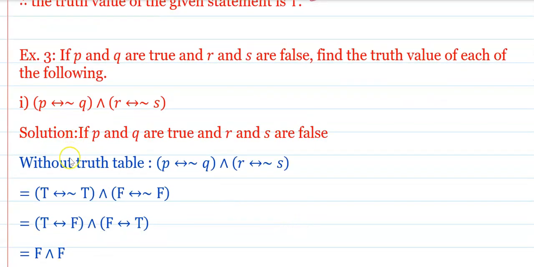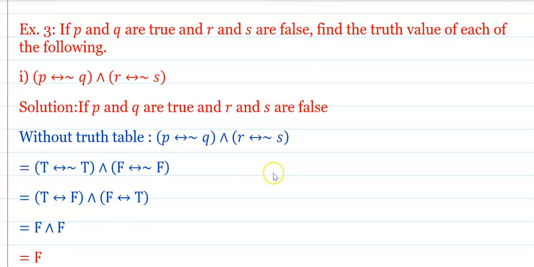Next, question number 3. If P and Q are true, R and S are false, then find the truth value of each of the following: P double implication negation of Q, and R double implication negation of S. P and Q are true, R and S are false. Now, without a truth table, P double implication negation of Q and R double implication negation of S.